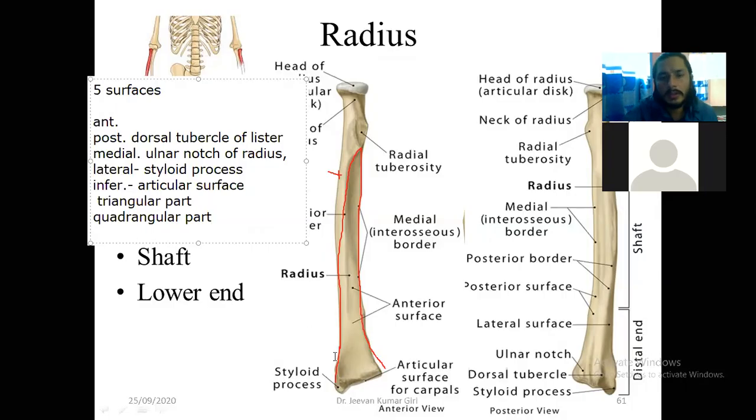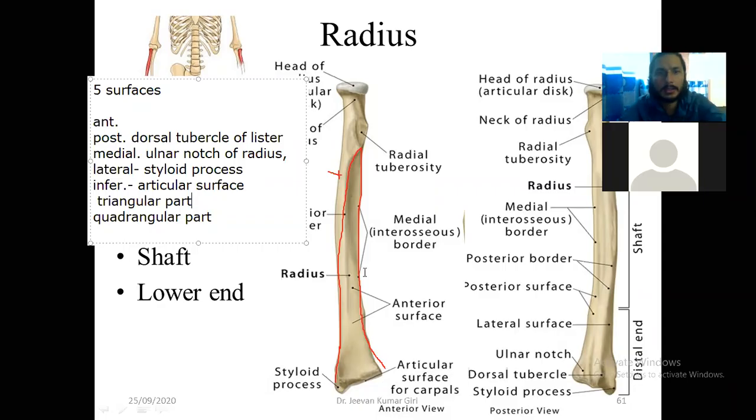Okay, so you will find the two depressions here. Laterally you will find the triangular depression and medially you will find the quadrangular part. So actually this lower articular surface forms the wrist joint. Okay, it takes part in formation of the wrist joint.